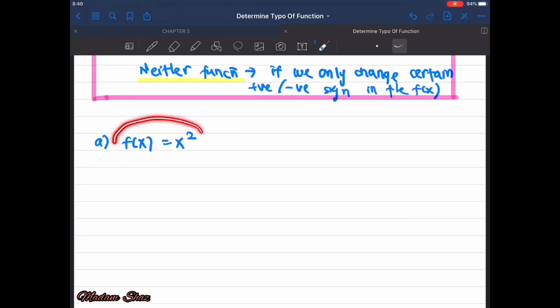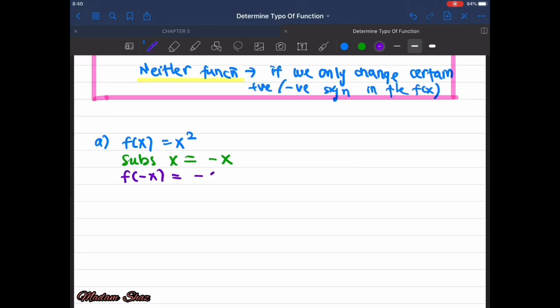Now refer to this example, f(x) is equal to x to the power of 2. The first step, substitute x with negative x. So f(negative x) will become negative x to the power of 2. And then you have to simplify. Negative to the power of 2 will become positive.